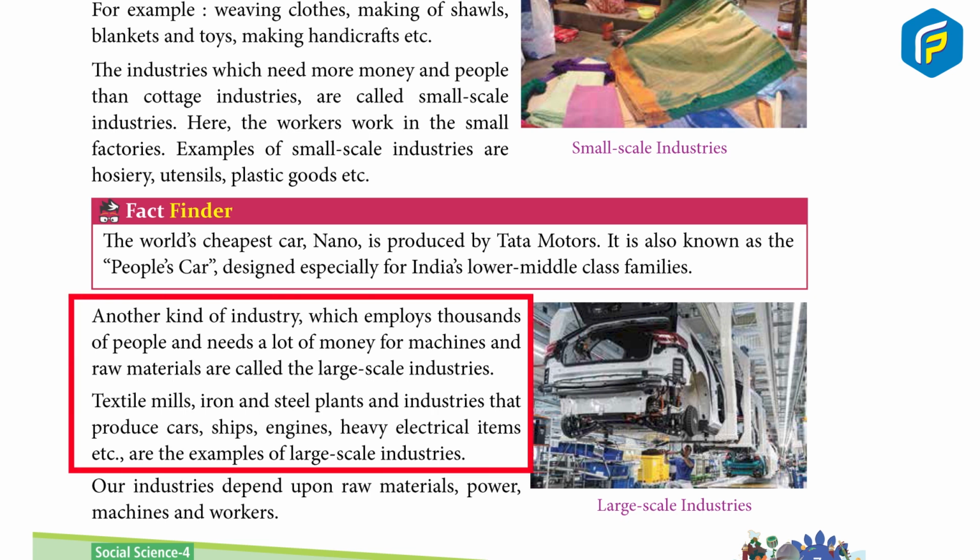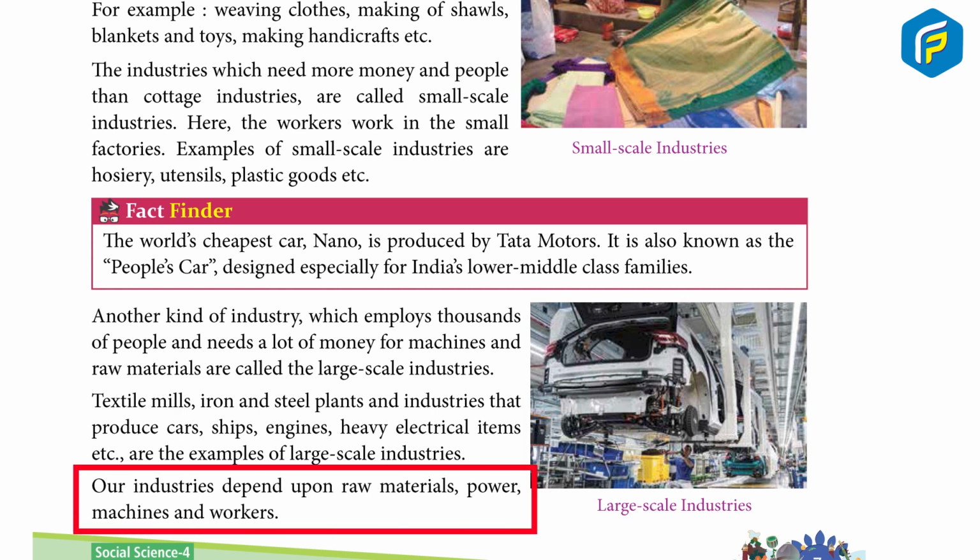Another kind of industries, which employ thousands of people and need a lot of money for machines and raw materials, are called large-scale industries. Textile mills, iron and steel plants and industries that produce cars, ships, engines, heavy electrical items, etc. are the examples of large-scale industries. Our industries depend upon raw materials, power, machines and workers.